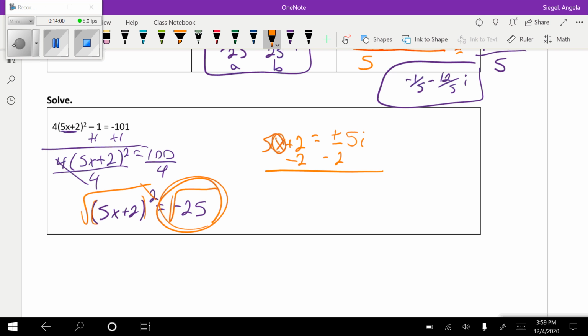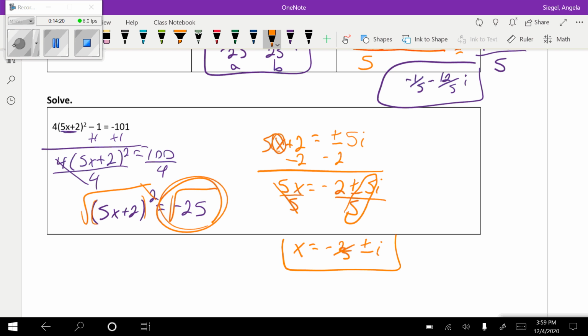So I'm going to subtract 2. So notice where I put that 2, negative 2 plus or minus 5i, and then I'm going to divide by 5. So I'm going to go ahead and split it up. So x equals negative 2/5 plus or minus, and look at this, 5 over 5, that's 1. So it's just going to be negative 2/5 plus or minus i. And we are done.